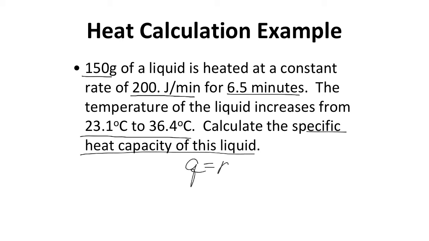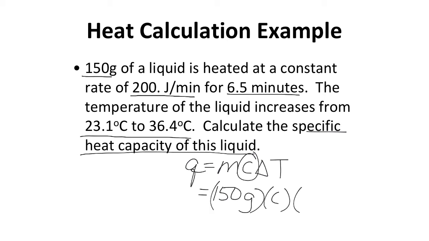So I know I'm going to be doing the MC delta T formula, and I'm going to be looking for C, the specific heat capacity. I know my mass is 150 grams. C is what I'm looking for. My change in temperature, that would come from the 36.4 minus 23.1, and that is 13.3.